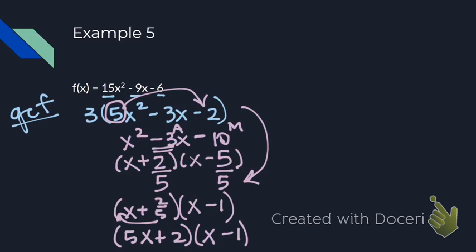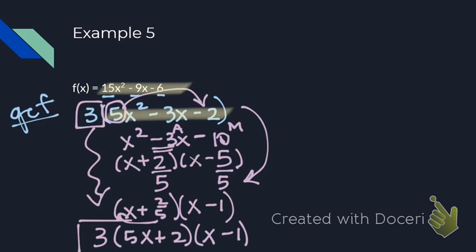times x minus 1. But the catch here is if you were to FOIL or tic-tac-toe that out, you would not get to 15x squared minus 9x minus 6. You would get to 5x squared minus 3x minus 2. And the reason is because of the greatest common factor we took out at the front. So we bring that down here and put it in front of my factored pieces. And then that is my final factored answer.